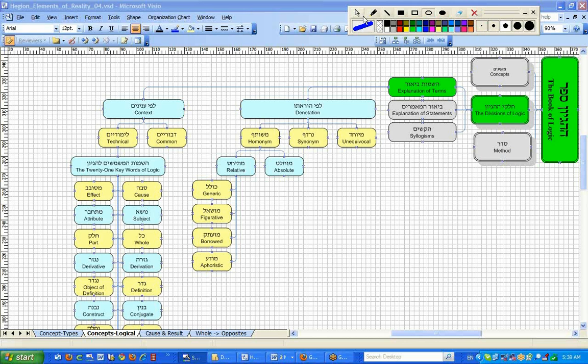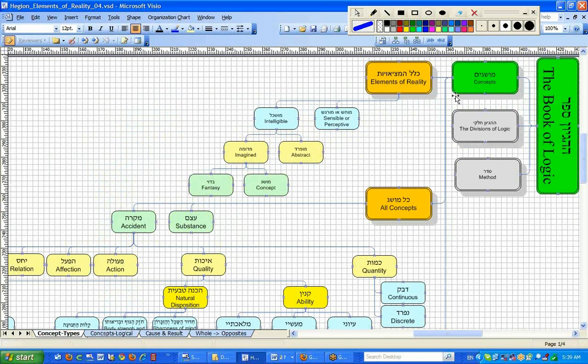Okay, let's go to our original chart. There we go. As we said, the first thing the Ramchal does is discuss the concepts themselves. Before you can make a statement, you have to know what the qualities of a term are. So he explains to us that terms, whether they're subject terms or predicate terms, come from a source in reality, which is usually the senses, and then we go to higher levels of abstraction.